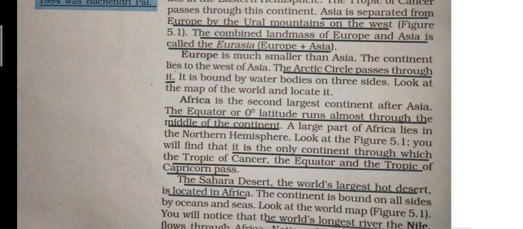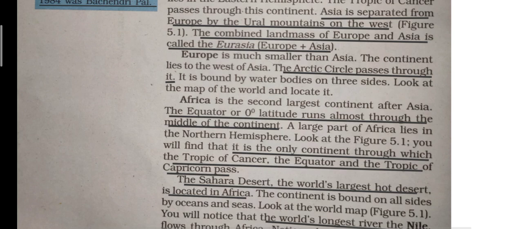Now we will move to the third continent, which is Africa. So Africa is the second largest continent after Asia. The equator or the 0-degree latitude runs almost through the middle of the continent. A large part of Africa lies in the northern hemisphere. Look at figure 5.1. You will find that it is the only continent through which Tropic of Cancer, Equator and Tropic of Capricorn pass.